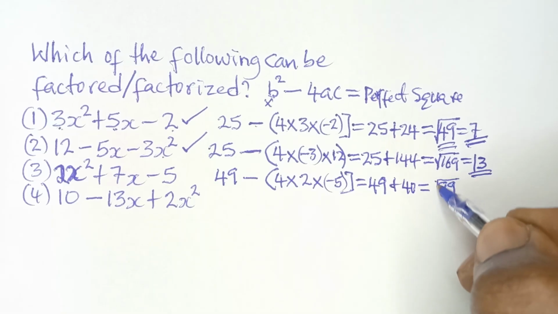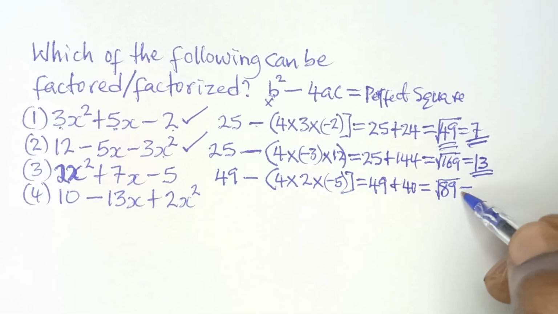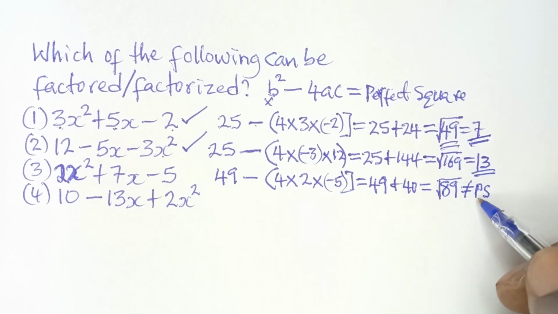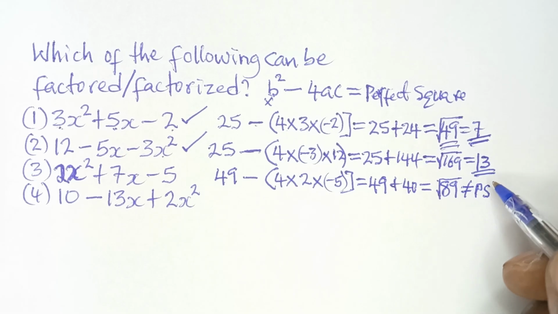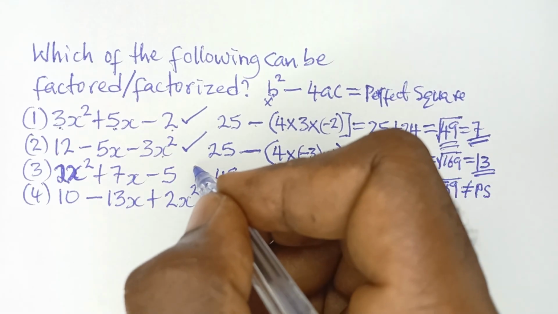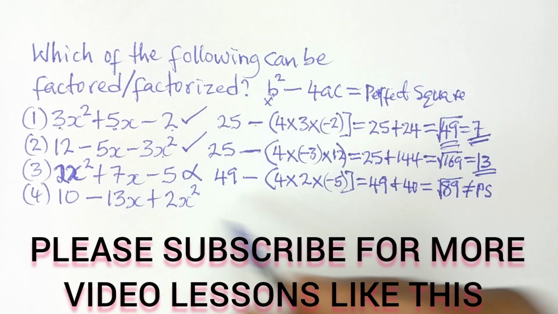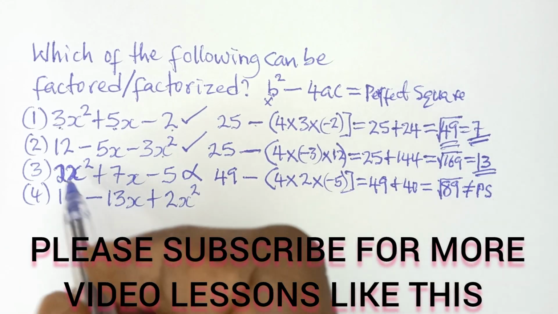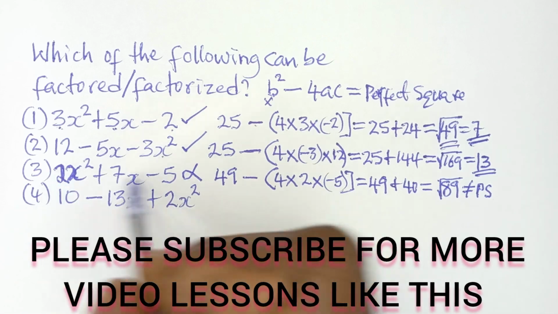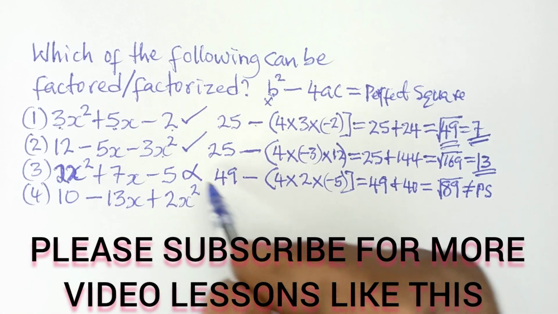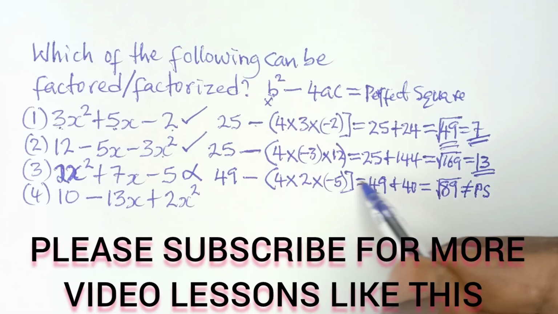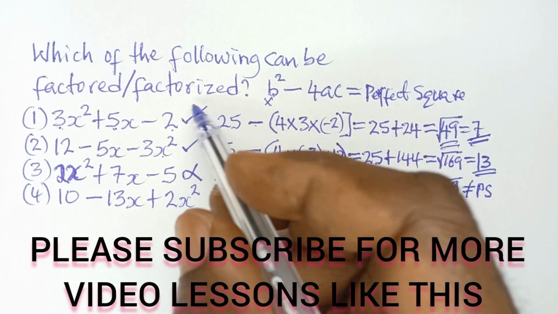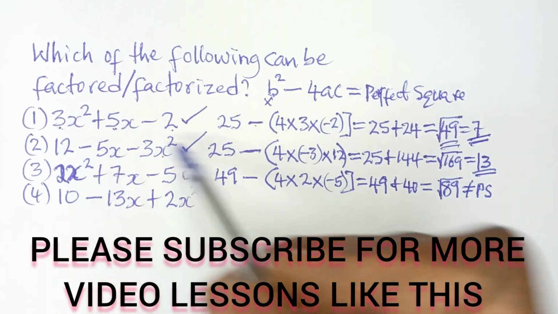And then 89 is not a perfect square. Let me use PS for perfect square. Because it is not a perfect square, it means that this one cannot be factored. So there's no need of using a factoring method to solve an equation like this or to try and factor it. You don't need to waste your time because we have already proven that it cannot be factored. So that is how to identify if a quadratic expression can be factored or not.